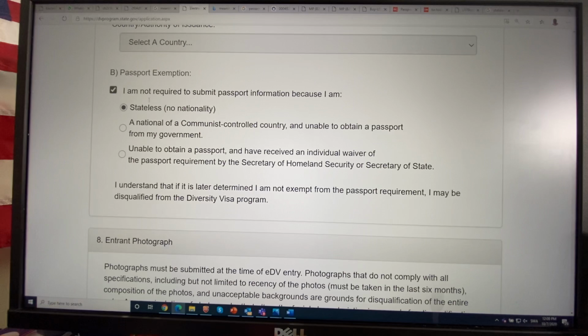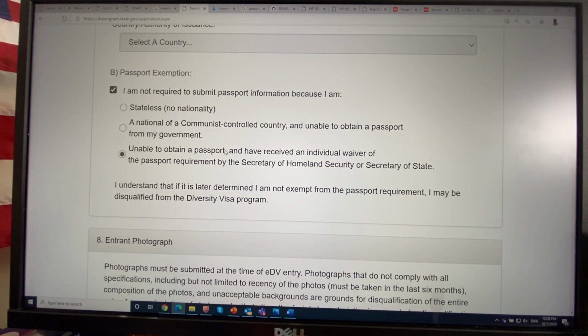So if you say you are stateless, you have to prove at the US Embassy when you go there that you are stateless. If you say, I'm a national of a communist-controlled country and I'm unable to obtain the passport from my government, you must prove that your country is a communist-controlled country. If you are from Africa, I know for sure there is no communist country in Africa. If your country is not a communist country, don't tick this one.